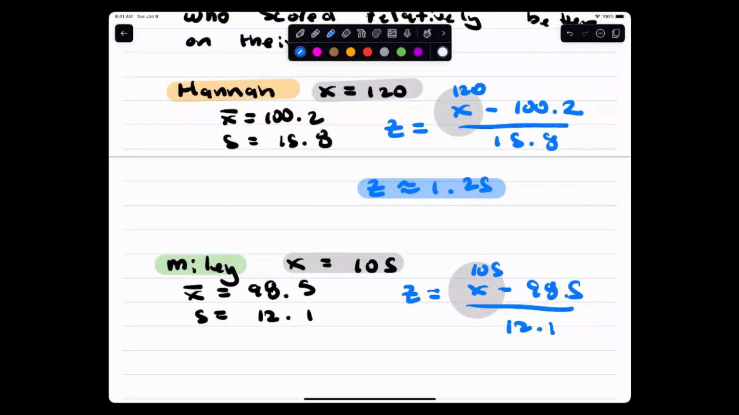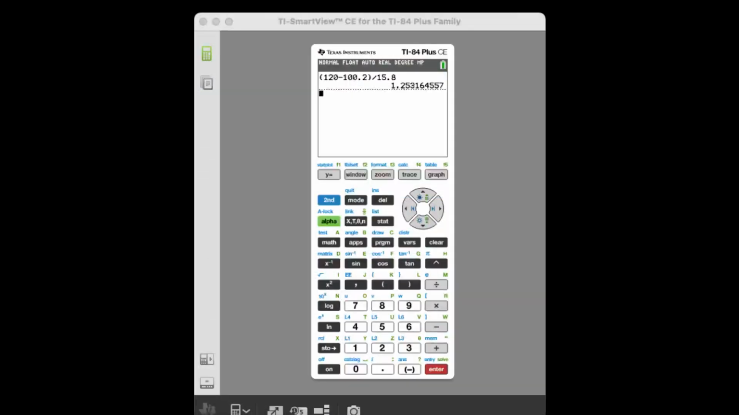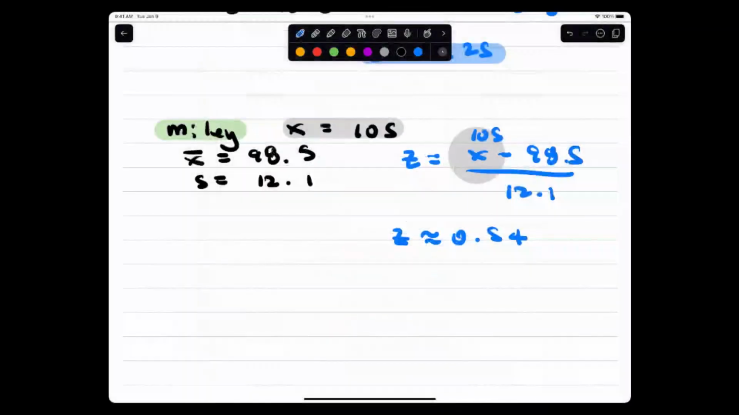All right, now what about the next one? We're going to compare, put an open parentheses, 105 minus 98.5. Close that and divide it by what? What's this? 12.1 now. What do we end up with? 0.54. All right. Let's go back and take a look.